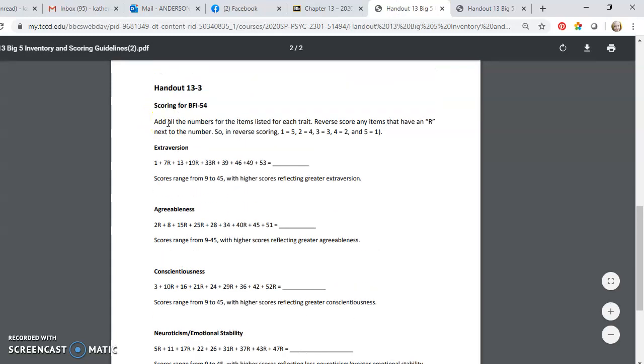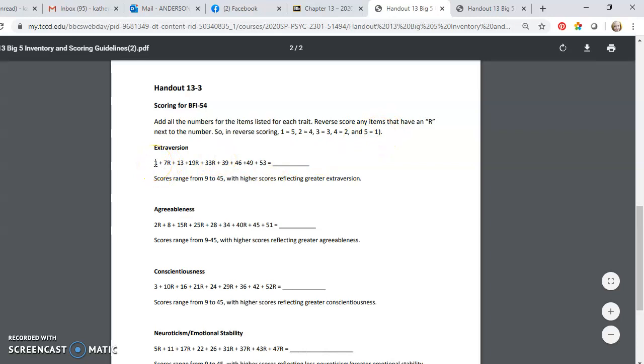Only you notice that there's an R there, and I think that's where people get confused. Right here it says to reverse score any items that have an R. In reverse scoring, a 1 is a 5, a 2 is a 4, a 3 is a 3, a 4 is a 2, and a 5 is a 1.